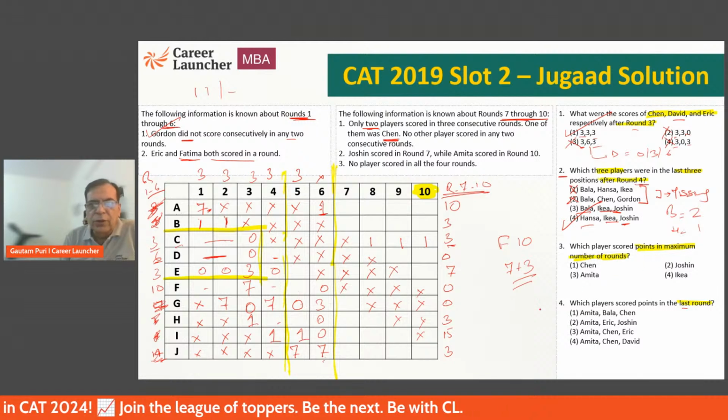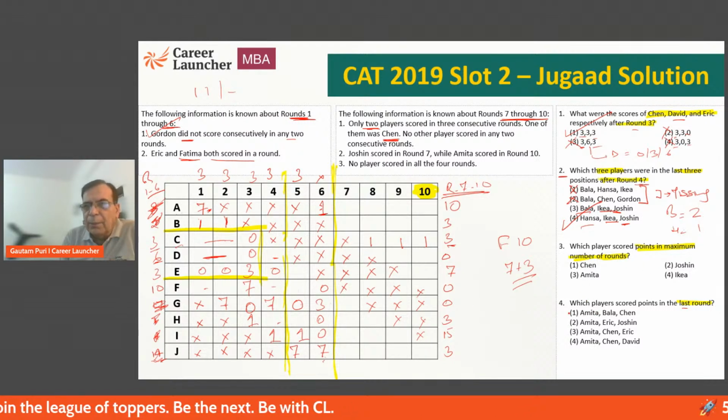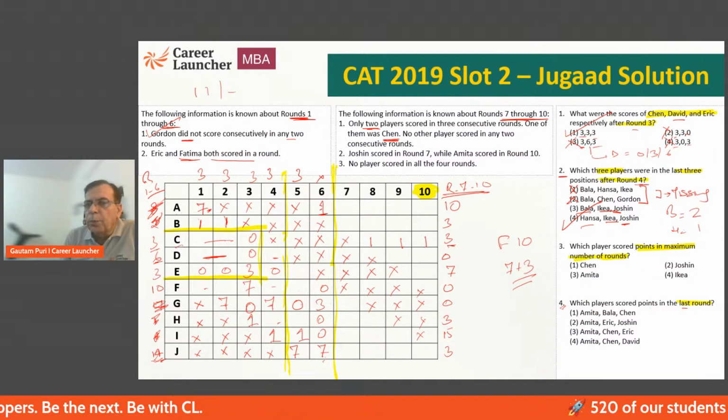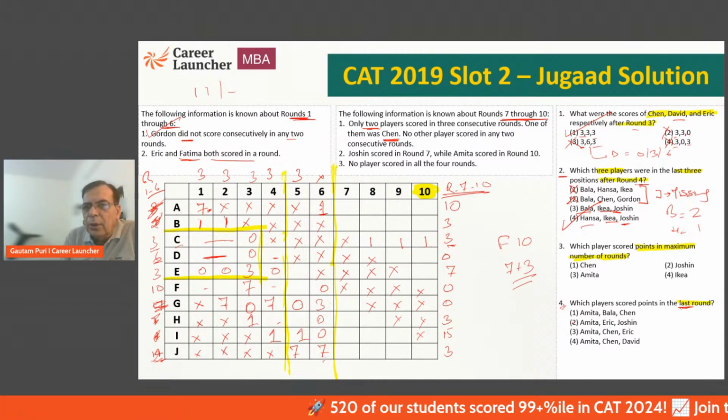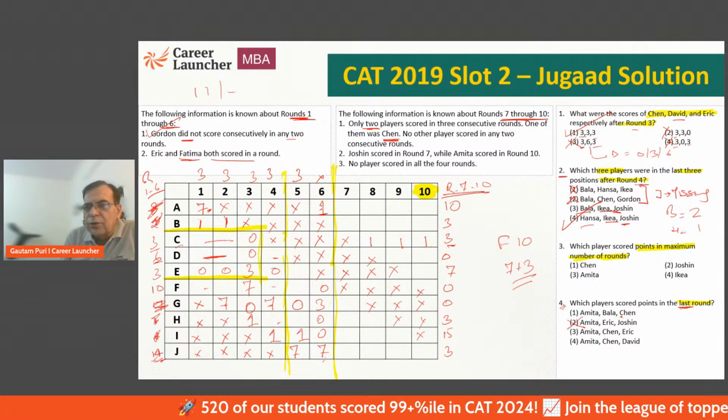Okay. Coming back to this question. Question number 4 was which player scored points in the last round? Chen has definitely scored in the last round. That means choice 2 is wrong because Chen is placed.